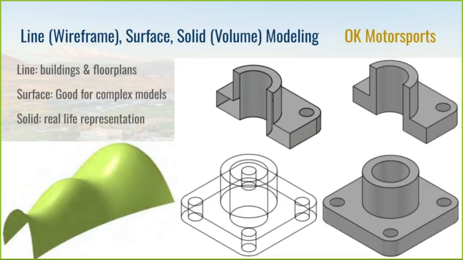So in your CAD environment, there's three main ways to actually take a look at your CAD. There's a few others, but no one cares about them. So you have line, which is also called wireframe. You have a surface model, and a solid model, also called volume, also called body. I'll start with the solid model.